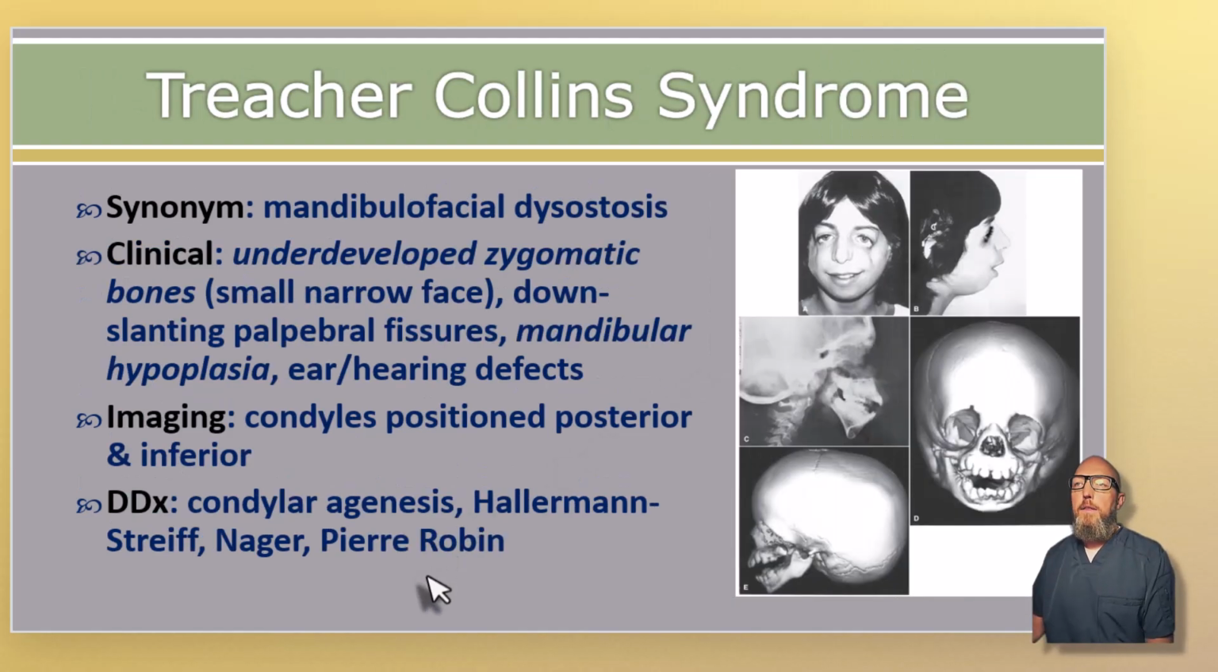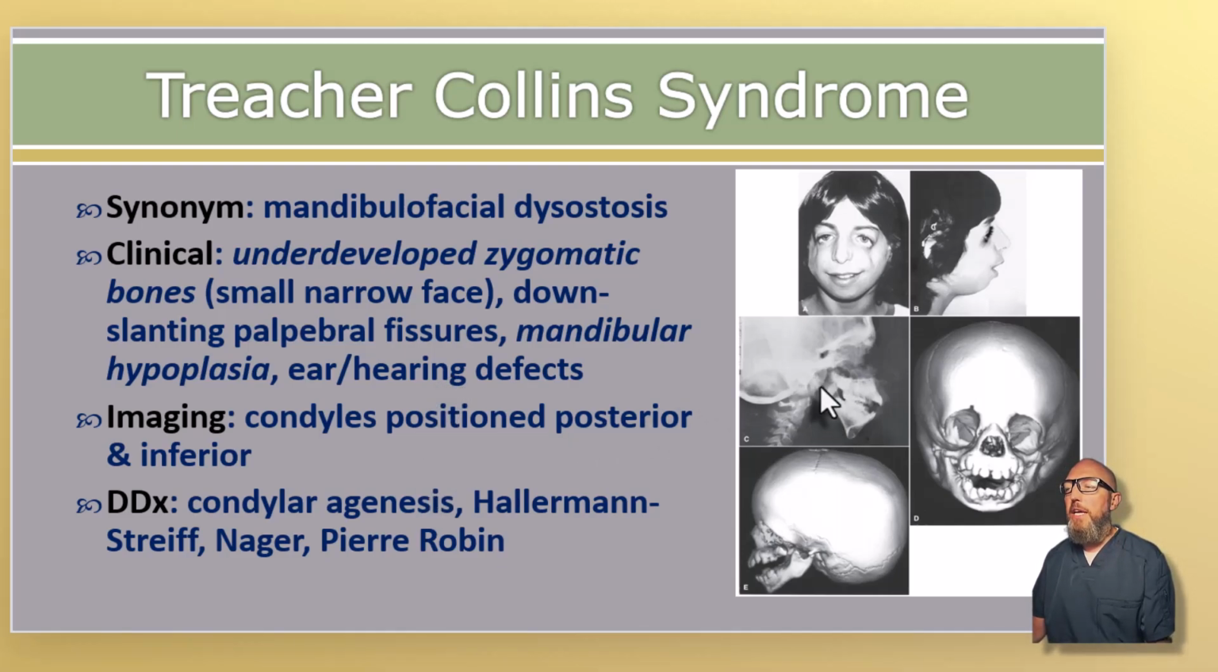Then we got our Treacher Collins syndrome, or mandibulofacial dysostosis. The big thing about this is underdeveloped or missing zygomatic bones. That leads to kind of a small, narrow upper face. It also leads to the downslanting palpebral fissures. But they also have mandibular hypoplasia. Could lead to hearing defects. And so look at the shape of this jaw, it's just kind of downward turned.